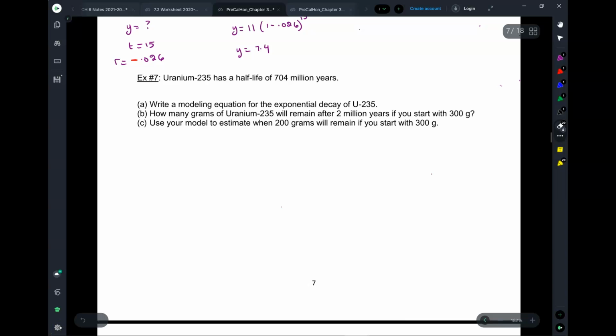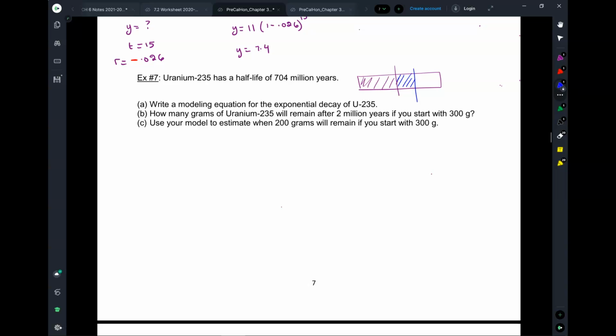All right, so here we have that uranium-235 has a half-life of 704 million years. That means if you have a sample of uranium-235, this is an isotope of uranium, after 704 million years pass, half of it will have decayed. In another 704 million years, another half of the remaining will have decayed, and so on.